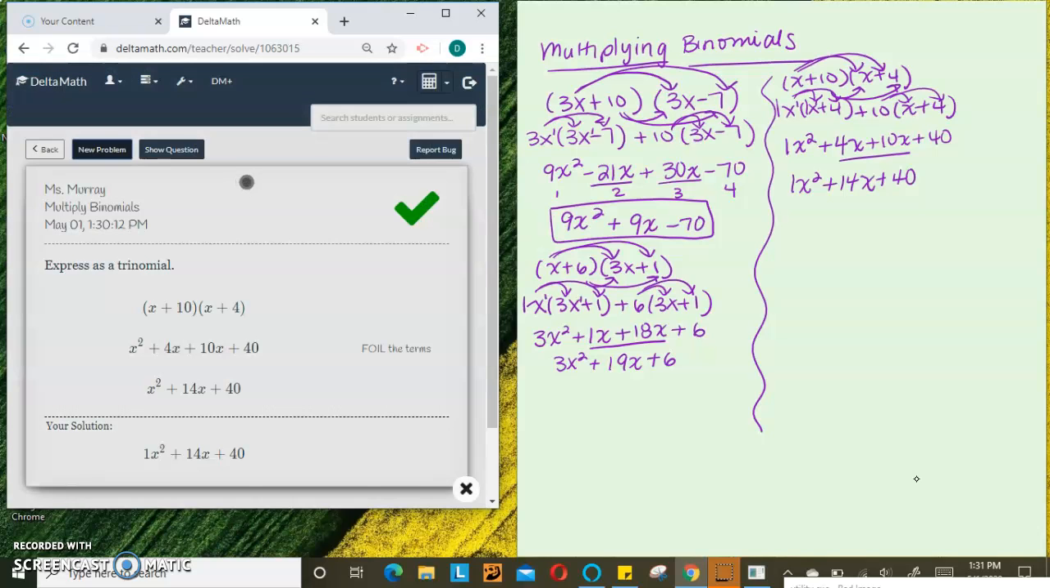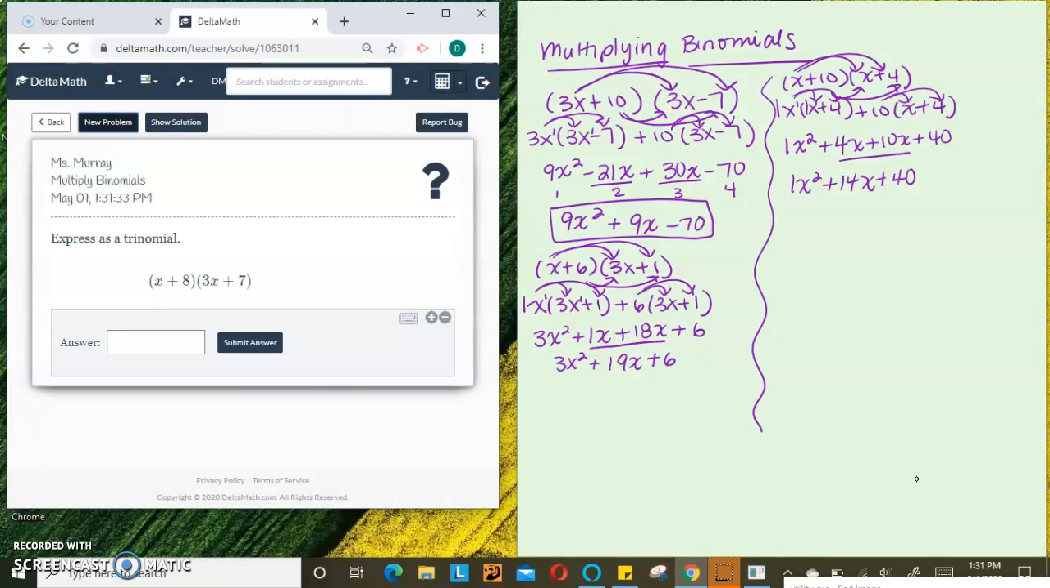Okay, let's do something different. Let's do one with some negatives. There's one negative, and then I'll do one with a double negative. Okay, so 2x plus 7 times x minus 10.